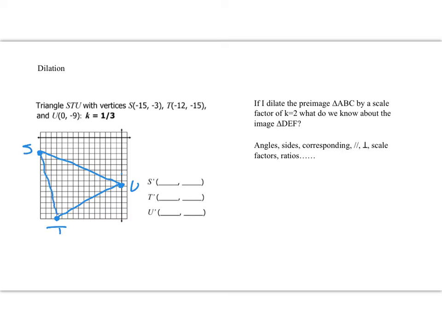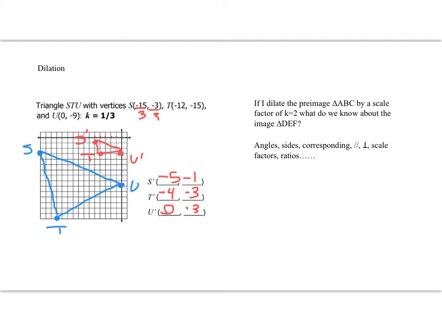And then the next one will be when it has a scale factor of 1/3, which means you're going to divide everything by 3. So -5, -1, -4, -3, and 0, -3. If we plot that, -5, -1 is S prime, and then -4, -3 is T prime, and then 0, -3 is U prime. All right, so that's how we do dilations.